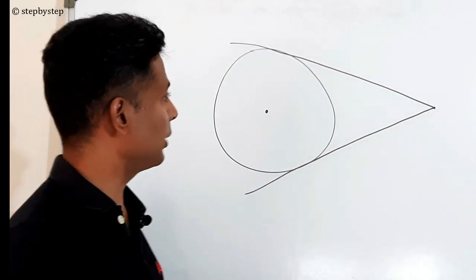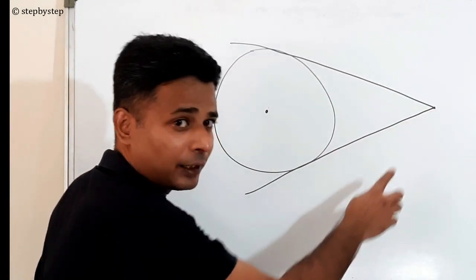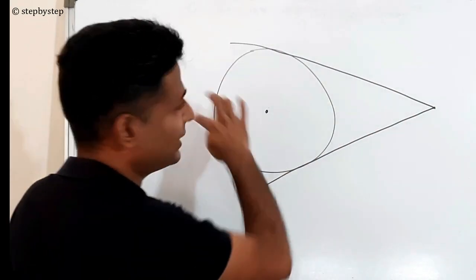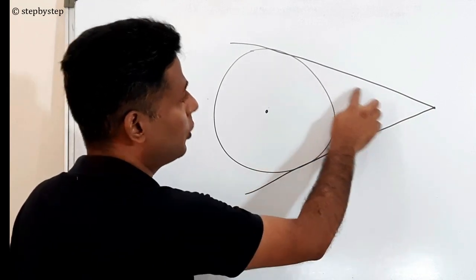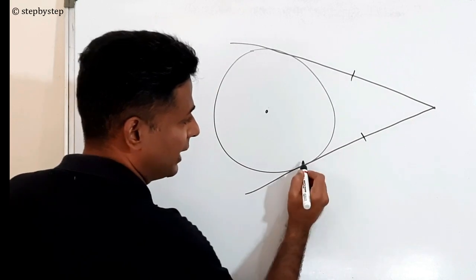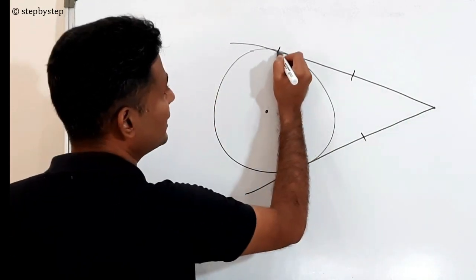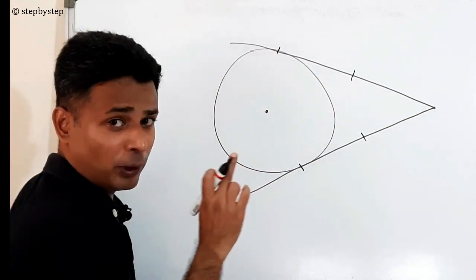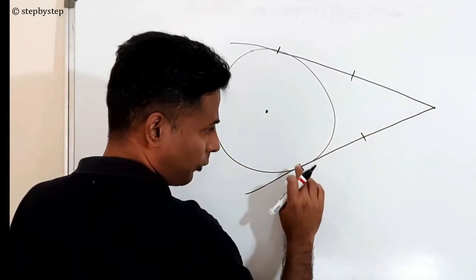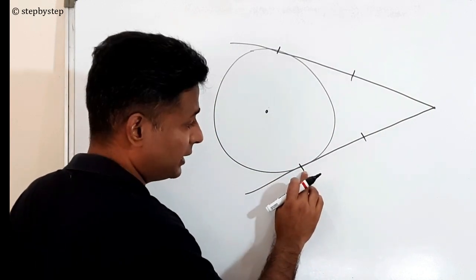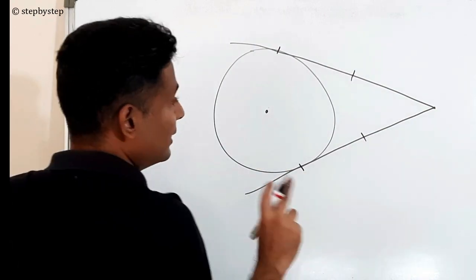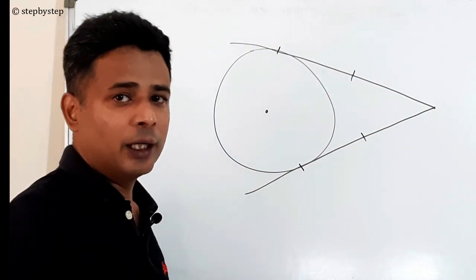The second thing you need to remember is, from an external point, you can always draw only two tangents to a circle. And remember, this side will be equal to this side. That is, from this point to this point, and this point to this point. So from the point where the tangent is touching the circle to the external point, and from here also, from the point where it's touching the circle to the external point, this side will be equal to this side. This is the second thing you need to remember.